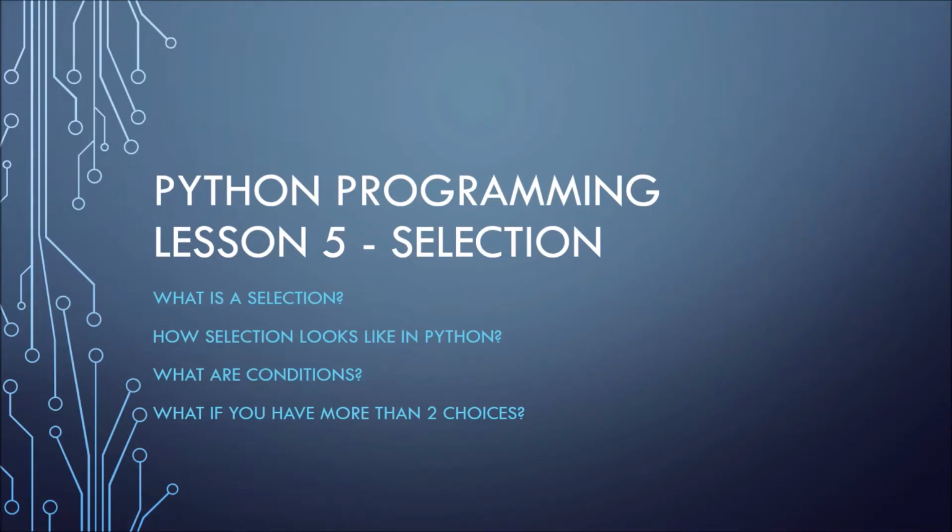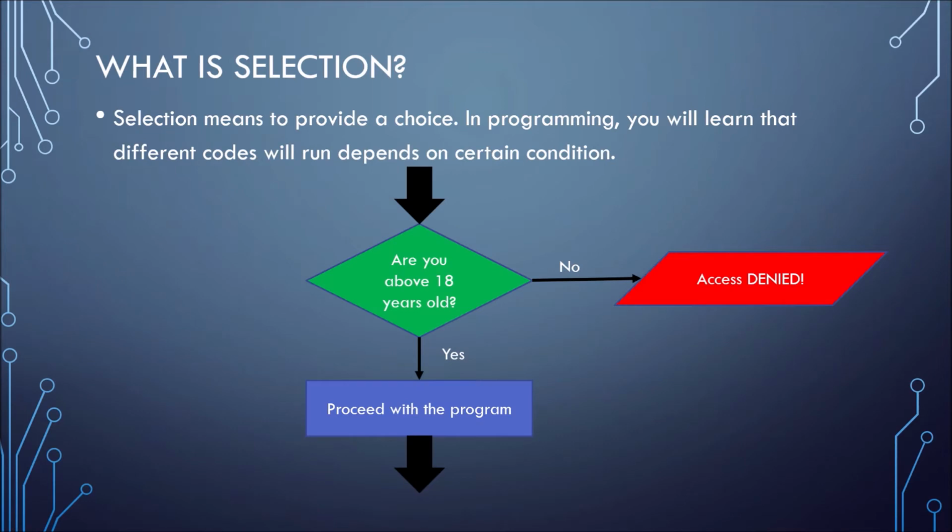So in today's lesson we are going to learn about selection. What is a selection? How would a selection look like in Python? Then what are the conditions? And what if you have more than two choices in a selection? So first things first, what is a selection?